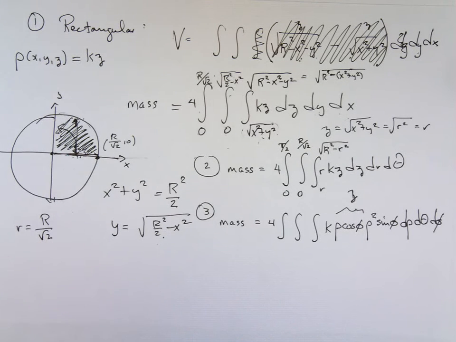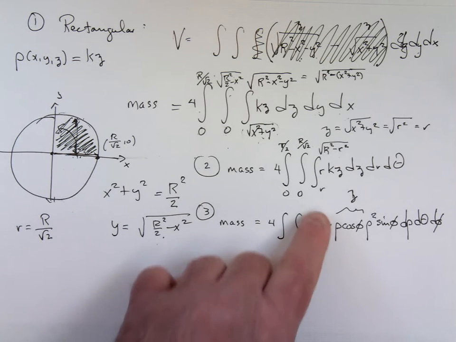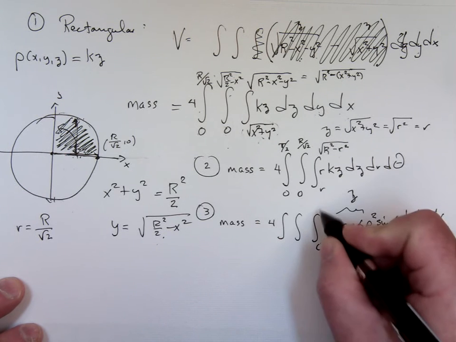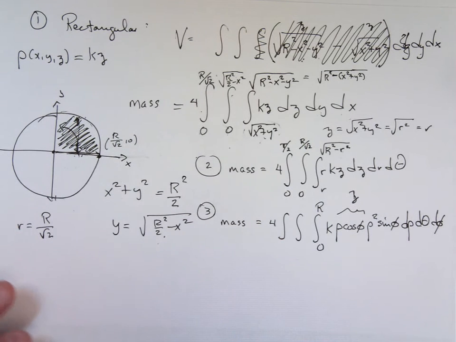All right, now I need my limits of integration. The first are rho limits. Where are my rho limits going from? That's it. That's why you use spherical coordinates when you have spheres involved, because the equation of a sphere is a constant. Rho equals R, the radius of the sphere. That's the equation of the sphere in spherical coordinates.